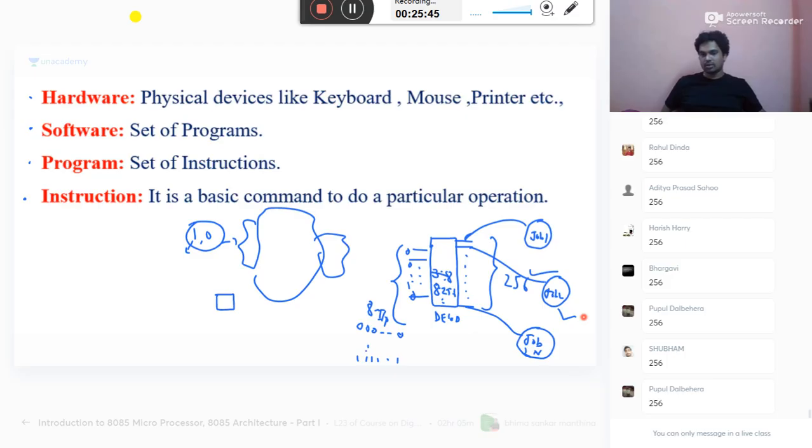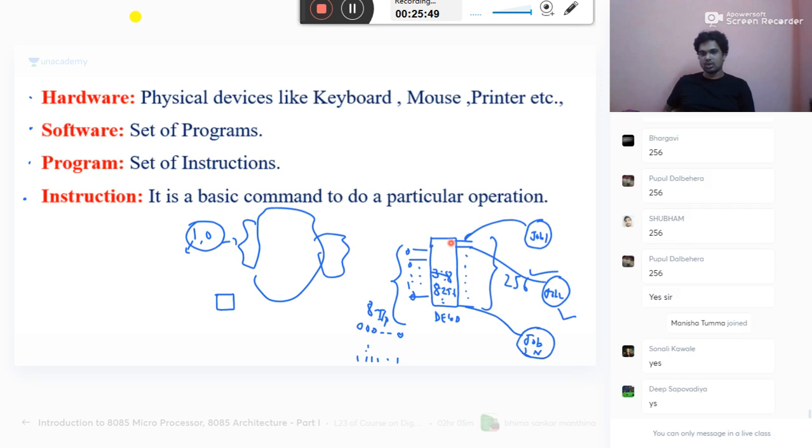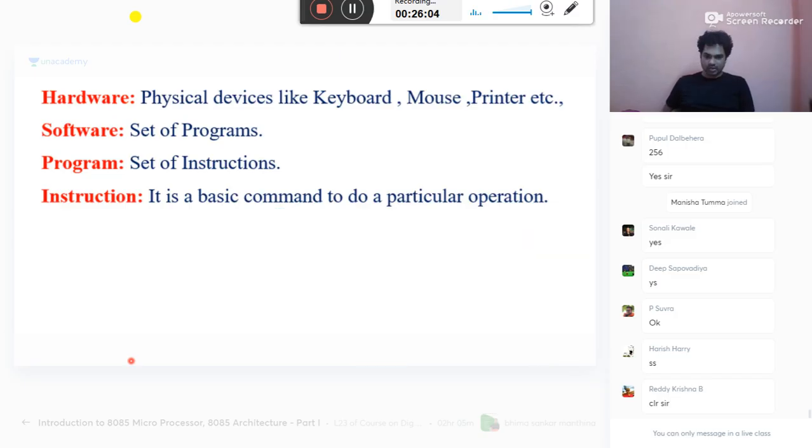Okay, clear? So that is what we call machine code. That is what we call the basic command to do a particular operation. That is an instruction, right? So let's go further.